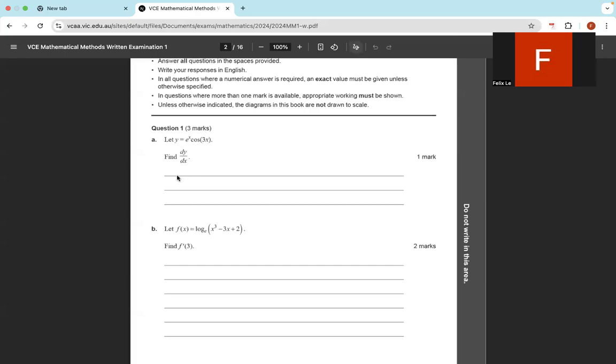Today we'll be covering question 1 of the written exam for the VCAR exam. So let's start by deriving the function here. We have y equal to e^x cos 3x.